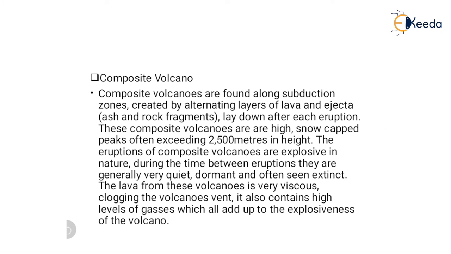Then composite volcanoes are found along subduction zones, created by alternating layers of lava and ejecta, with ash and rock fragments laid down after each eruption. Composite volcanoes are high, with snow-capped peaks often exceeding 2500 meters in height. The eruptions of composite volcanoes are explosive in nature. During the time between eruptions, they are generally very quiet, dormant, and often seen as extinct also.